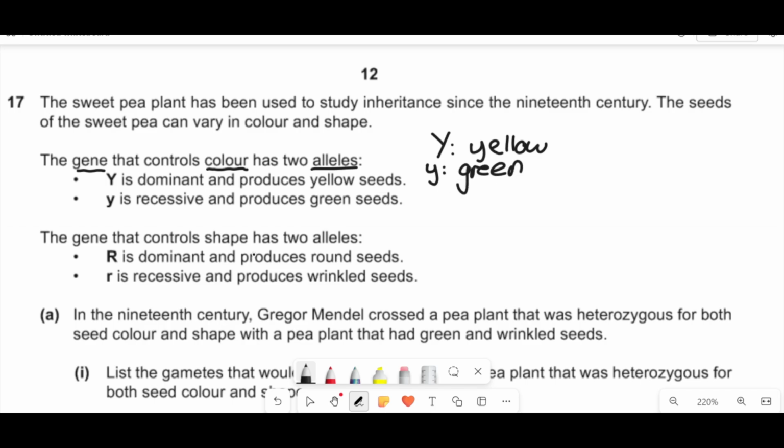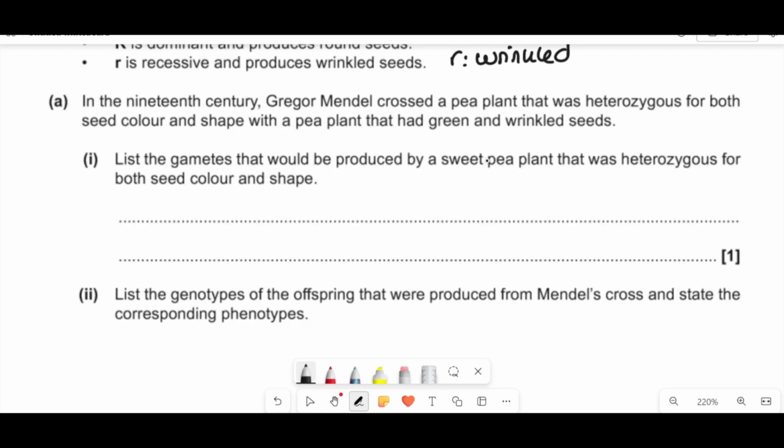And then here it's the shape of alleles, and big R is round, little r is wrinkled. So these are two separate genes. In the 19th century, Gregor Mendel crossed a pea plant that was heterozygous for both seed color and shape with a pea plant that had green and wrinkled seeds. List the gametes that would be produced by a sweet pea plant that was heterozygous for both seed color and shape.